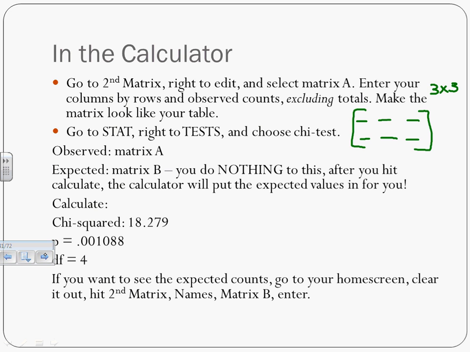So then go to your stat test and choose your chi-squared test. It's faster if you go up in this one, and it's just C, chi-squared test. So you have the chi-squared test, you have the chi-squared goodness of fit test. We want the chi-squared test. Then where it says observed, put the matrix A, and it should probably already be there. And where it says expected, you're going to put matrix B.